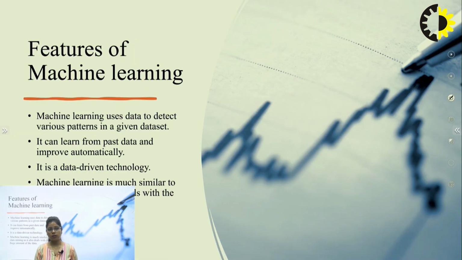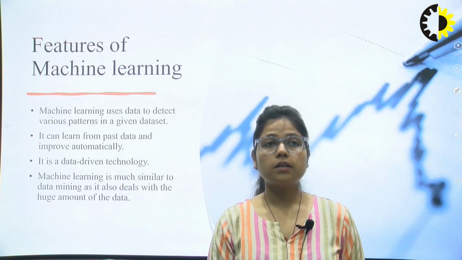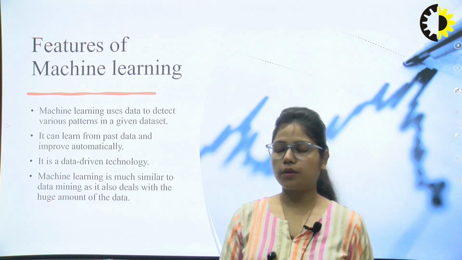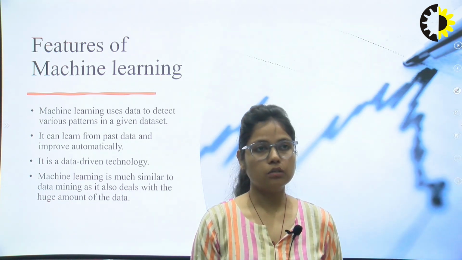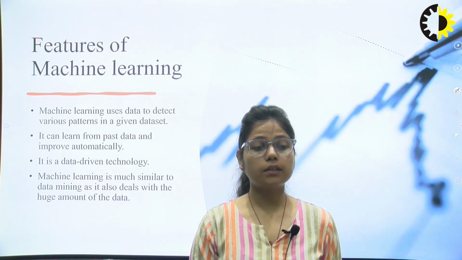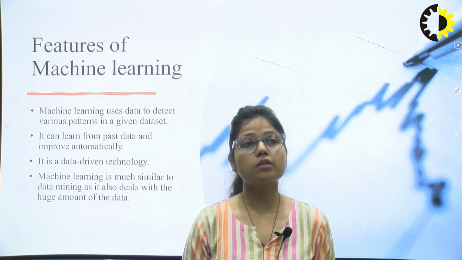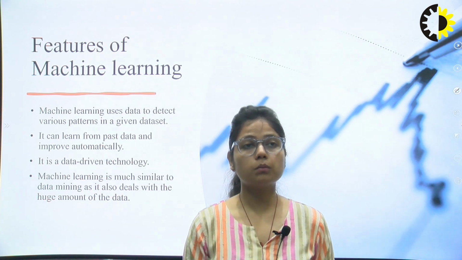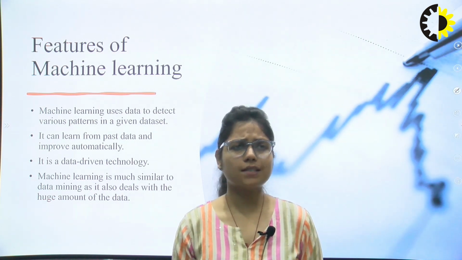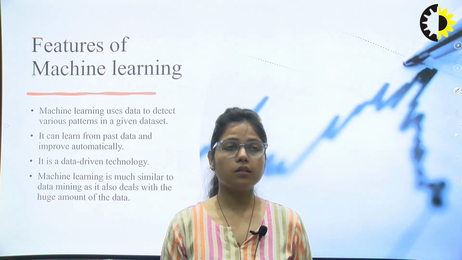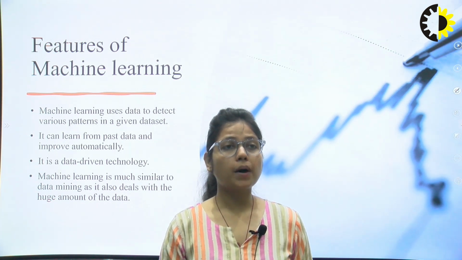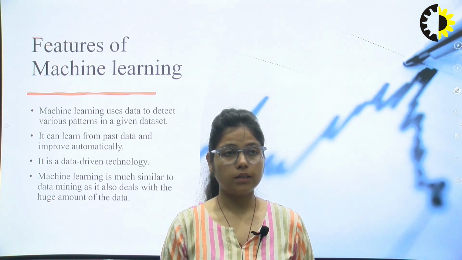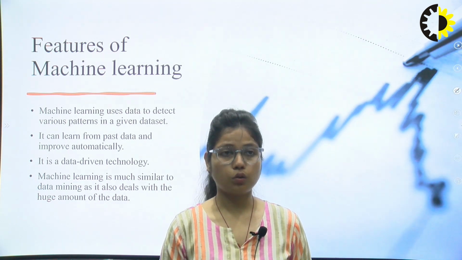Features of machine learning. Machine learning uses data to detect various patterns in a given data set. When we give data to an algorithm, the algorithm tries to find some patterns according to which it will learn, and it will perform some experiments and some steps to improve. It can learn from past data and improve automatically. It is a data driven technology.